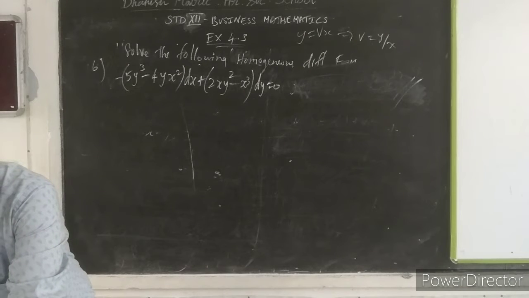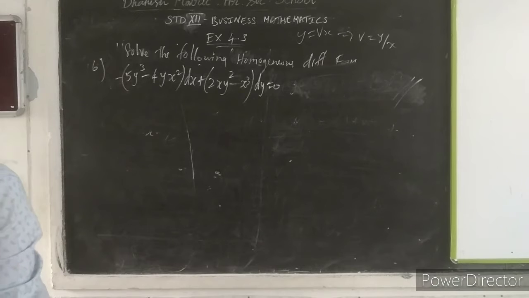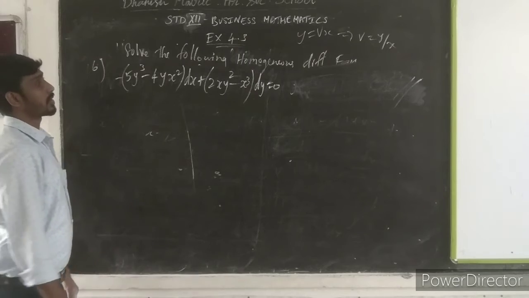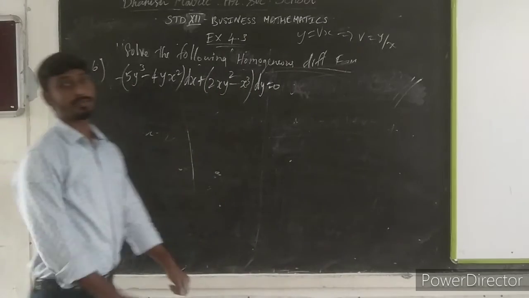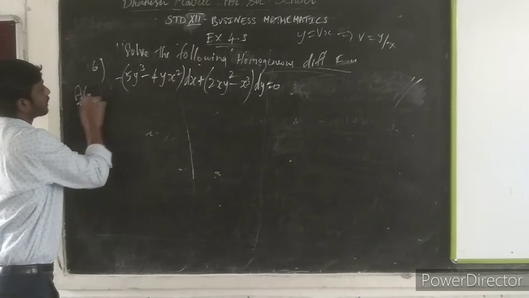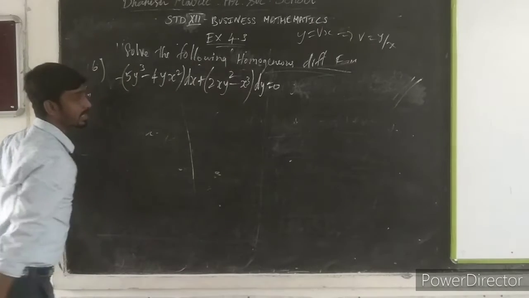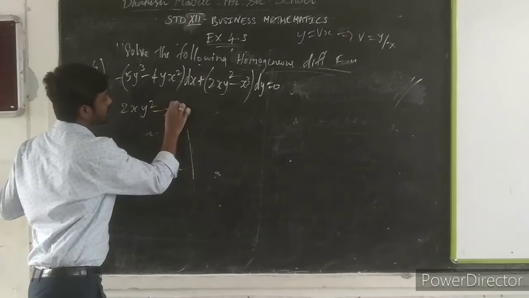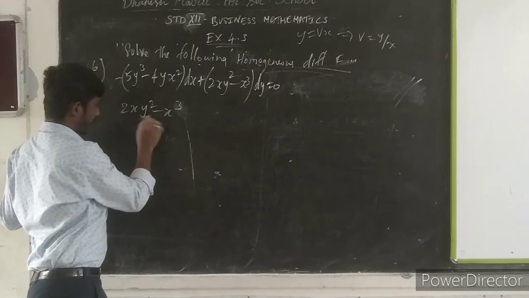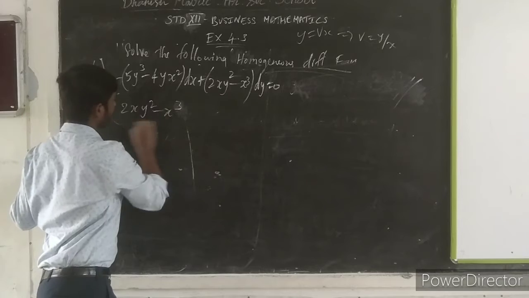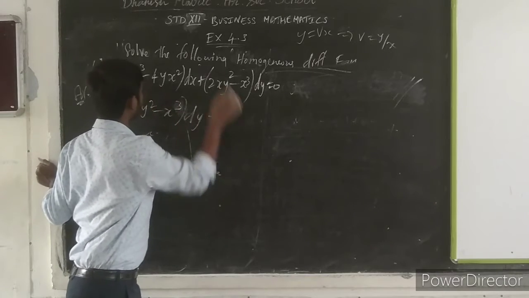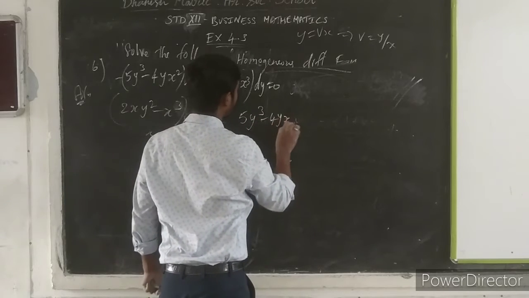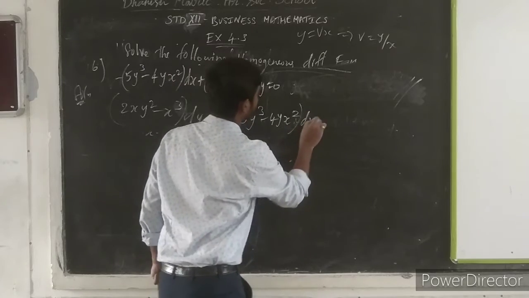So here, as the first step, we are going to arrange this into a homogeneous differential equation. The minus will be changed into plus. So we write: (2xy square minus x cube) dy equal to plus (5y cube minus 4yx square) dx.